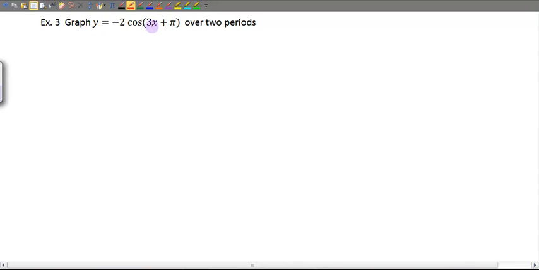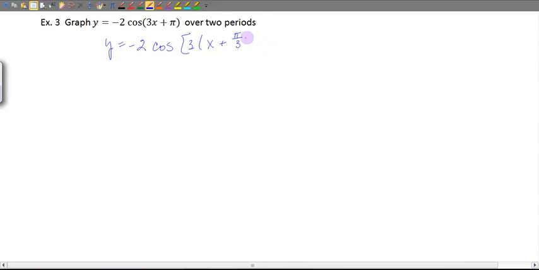First of all, we need to recognize that we're going to have to factor out this 3 in order to identify what the period of the function is. So let's rewrite this as y equals negative 2 cosine of, factoring a 3 out of each of those numbers, 3 times x plus pi over 3.